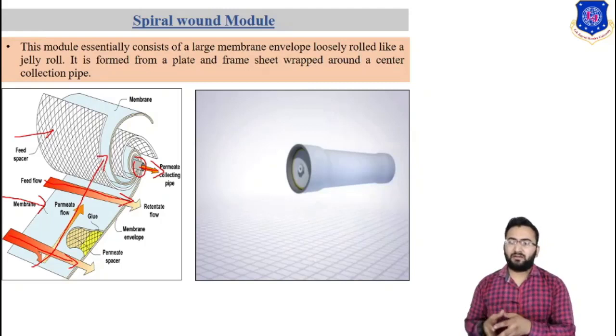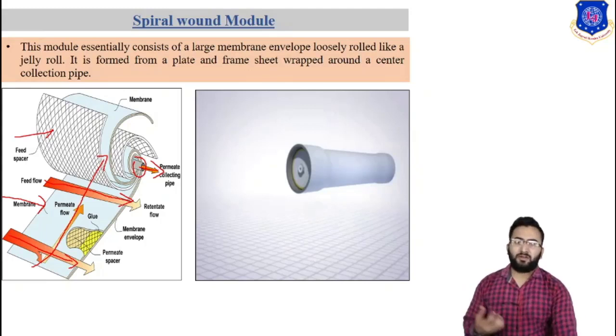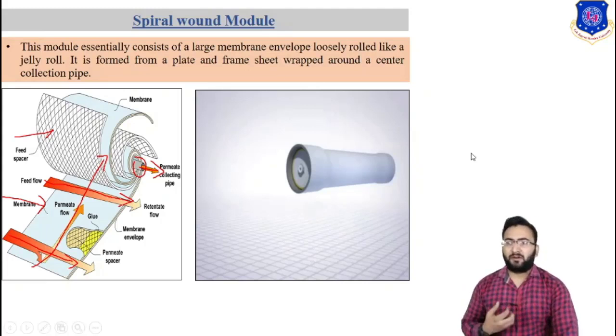They are compact in size. High membrane packing density results in more efficient utilization of floor space. Low permeate pressure drop and low membrane contamination in this type of membrane module. Spiral wound membrane modules offer minimum concentration polarization and minimum pressure drop at the permeate channel. So this is all about the spiral wound membrane module.